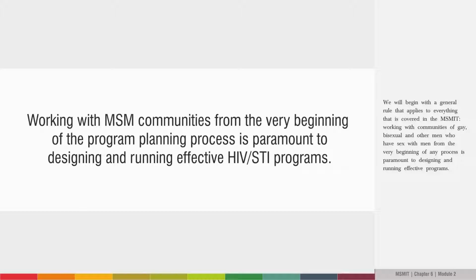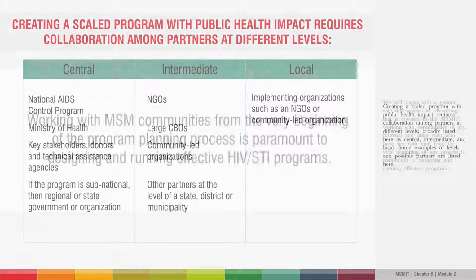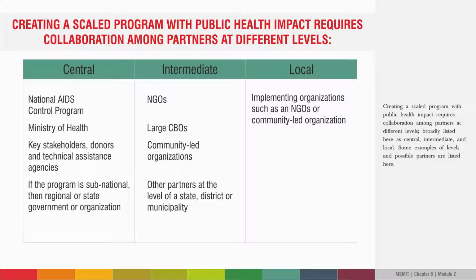We will begin with a general rule that applies to everything that is covered in the MSMIT. Working with communities of gay, bisexual, and other men who have sex with men from the very beginning of any process is paramount to designing and running effective programs. Creating a scaled program with public health impact requires collaboration among partners at different levels, broadly listed here as central, intermediate, and local. Some examples of levels and possible partners are listed here.